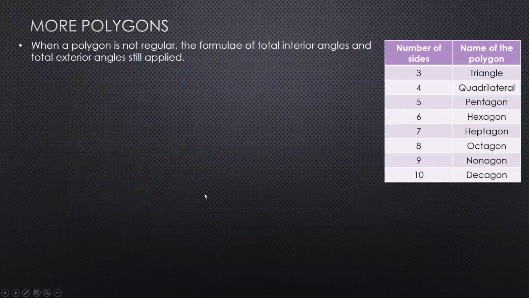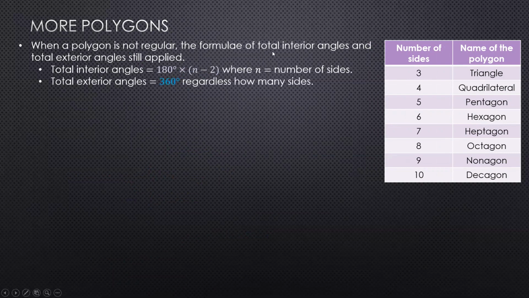Next. This is all about polygons again, but the question changes a bit. When a polygon is not regular, the formula to find interior and exterior angles is still the same. But you cannot divide by n anymore, because it's irregular, and you cannot assume every side has the same angle. So we can only know the total interior angle. And we also know the total exterior angle is always 360 regardless of how many sides. If we have this clue, then we can answer the rest.